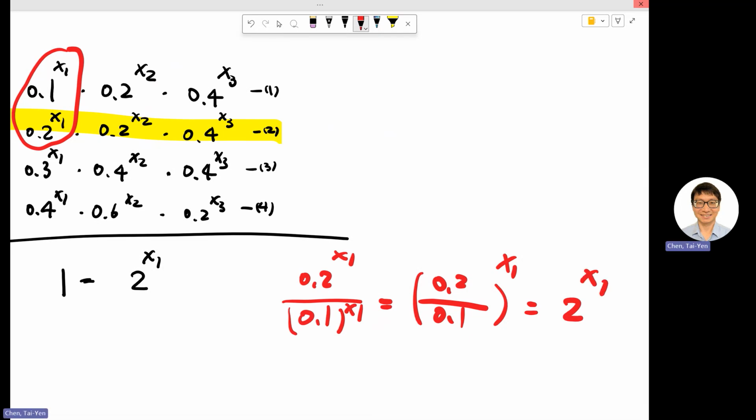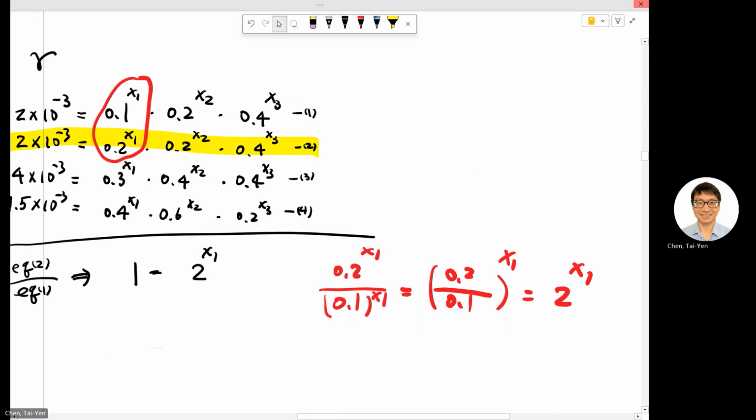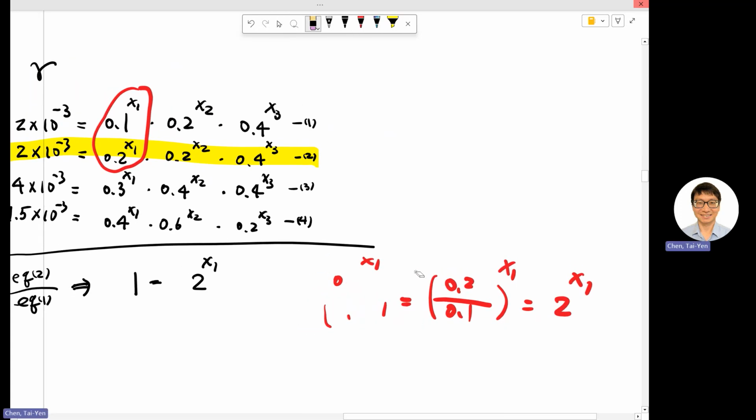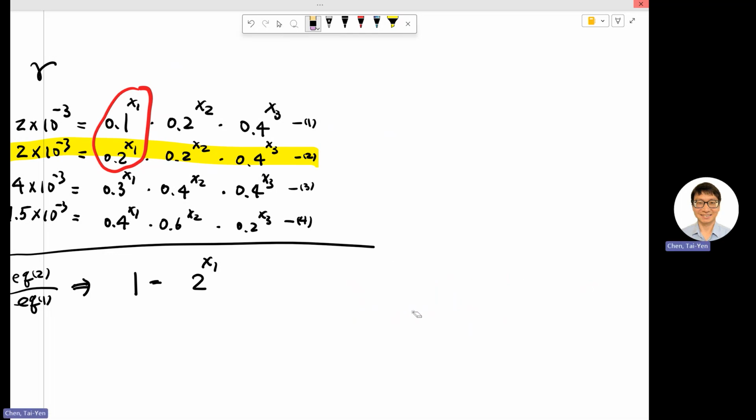Everybody follow this? I'm going to erase this. By doing so, the first term on the right-hand side becomes 2 to the x1 power. Second term, what do we get?